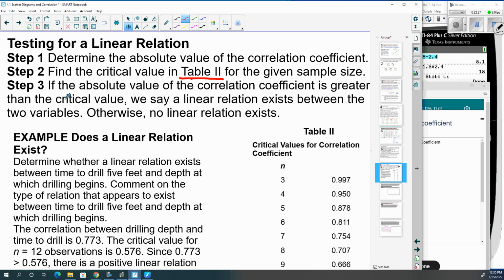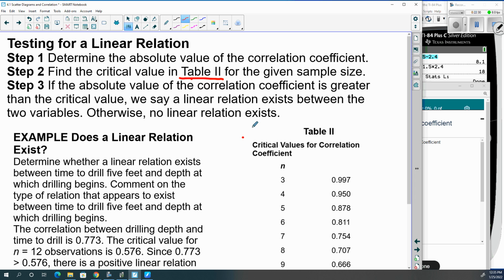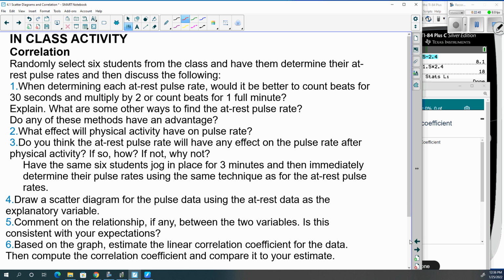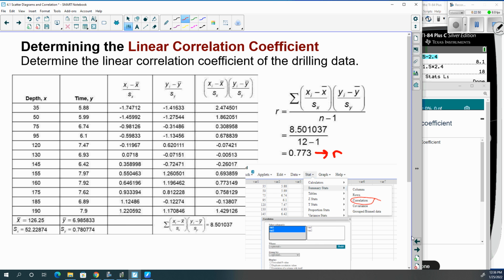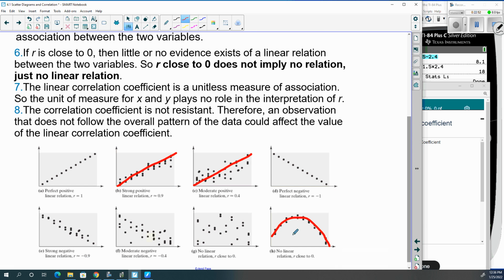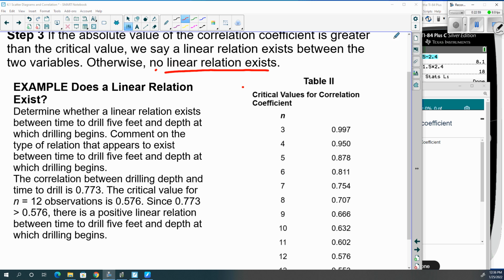So that's what step 3 says. If the absolute value of the correlation coefficient is greater than the critical value we saw from the table, we say a linear relationship exists between the two variables. If the value from the table is bigger than your correlation coefficient, then we say there is no linear relationship. There still might be a relationship, like this graph here. There could still be a relationship, but it's just not linear. Or it could just have no relationship at all.